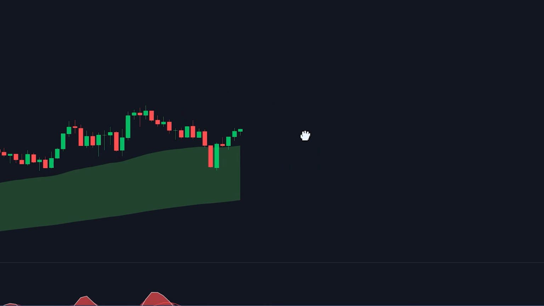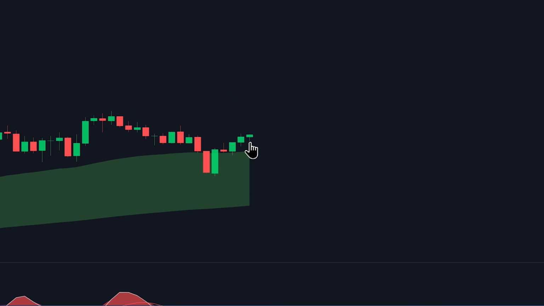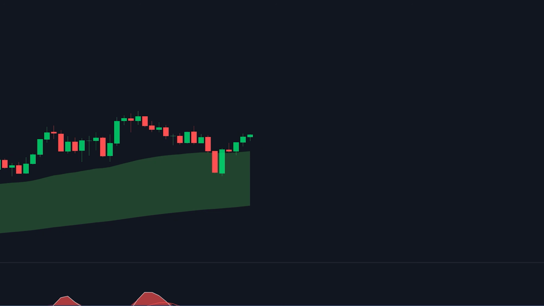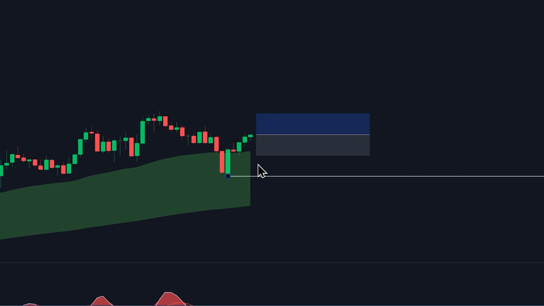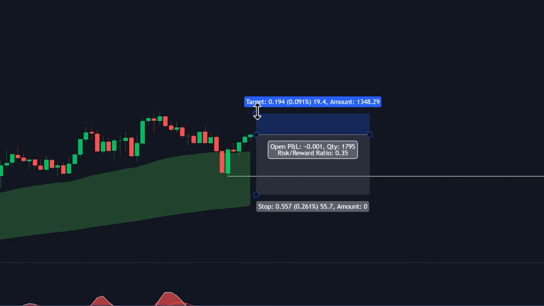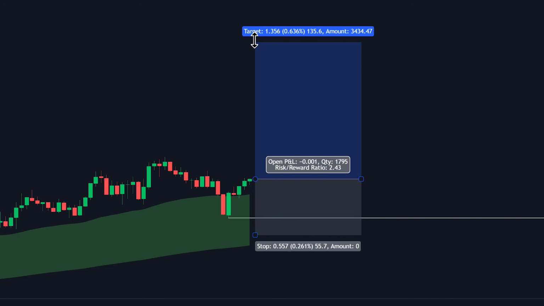All our entry conditions are met on this candle, so we're going to enter a long trade here. Set our stop loss below the most recent swing low, and for the take profit, we're going to set it at 2.5 times the risk. We let this trade run and take profit.